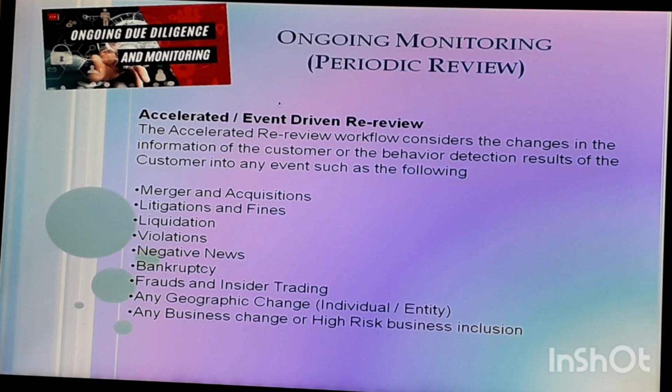Any business change, so maybe there is a new business that is involved. For example, the entity was manufacturing shoes. Now they are into pharmaceuticals as well. So pharmaceuticals is considered a high risk business. So there is a new set of business that is included, which can again come under a red flag.